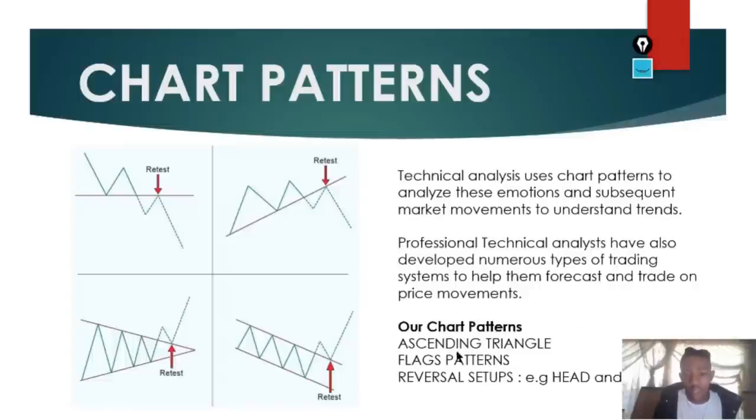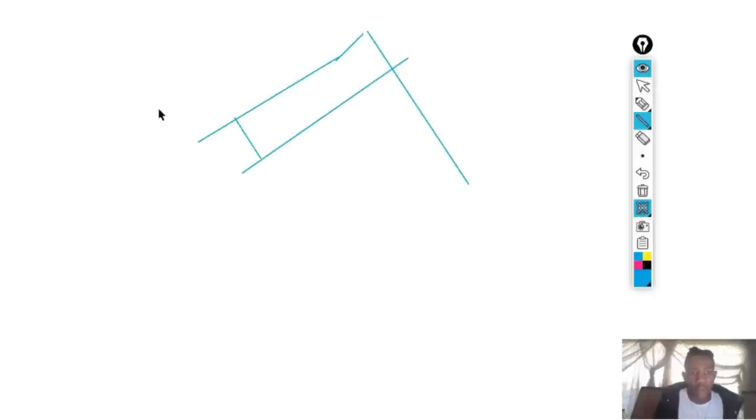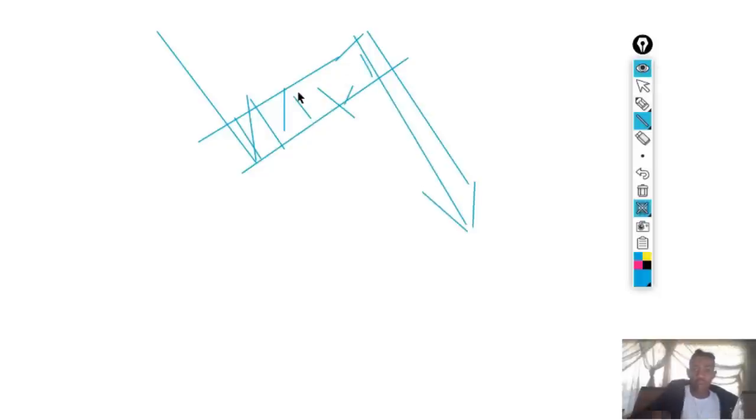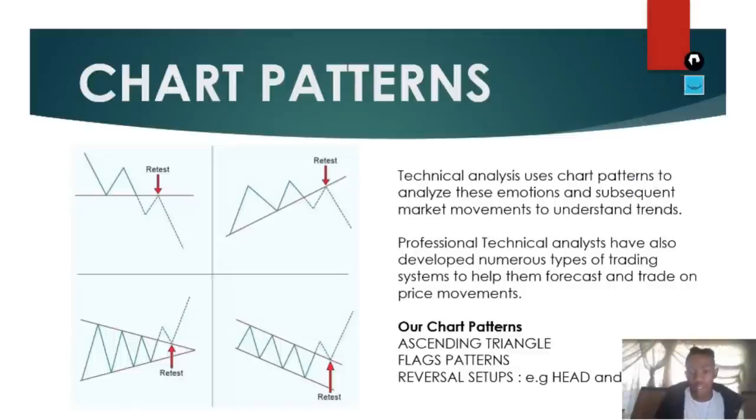So what we use is the ascending triangle. That is the one that you see here. We use flags. Okay, I don't have a flag here. Let me show you what a flag looks like. Basically, what a flag will look like is something like this. The market will basically come from a buy, play around here and shoot down. So if you look closely, it's like a flag. This is a setup that we use. These are the most important things.